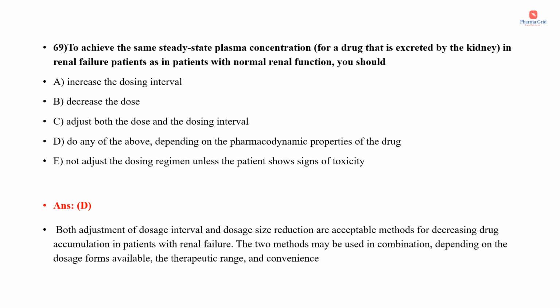Both adjustment of dosage interval and dosage size reduction are acceptable methods for decreasing drug accumulation in patients with renal failure. The two methods may be used in combination depending on the dosage forms available, the therapeutic range and convenience.